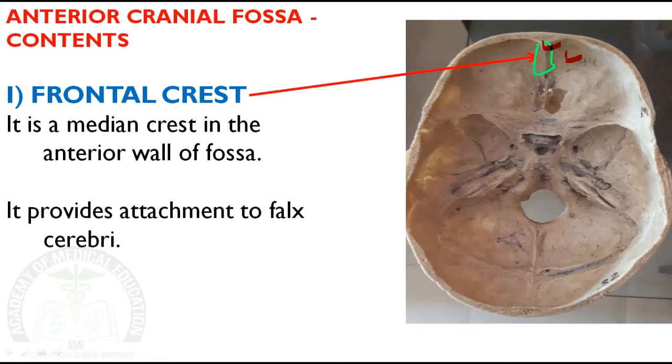Falx cerebri is an anteriorly present structure, and it is actually an extension of the dura mater. It is a sickle-shaped extension of the dura mater, which separates the frontal lobes of both cerebral hemispheres anteriorly.